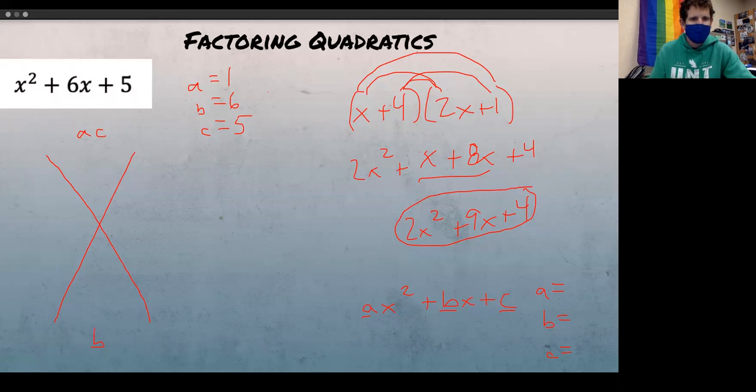Okay. Now, the reason it's just a mnemonic device, because what we're going to do is take our A and our C terms, multiply them together and put that value at the top. So what's A times C for us in this problem?